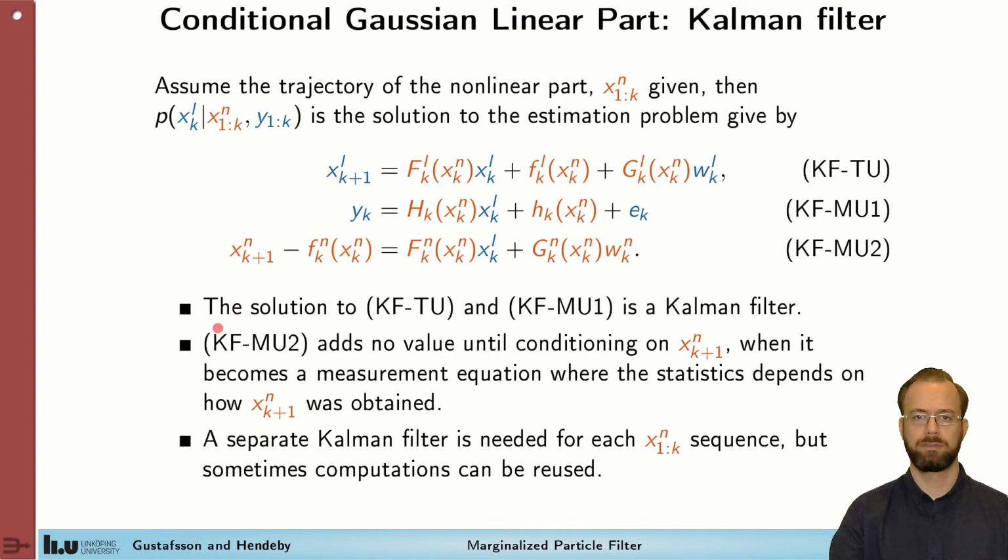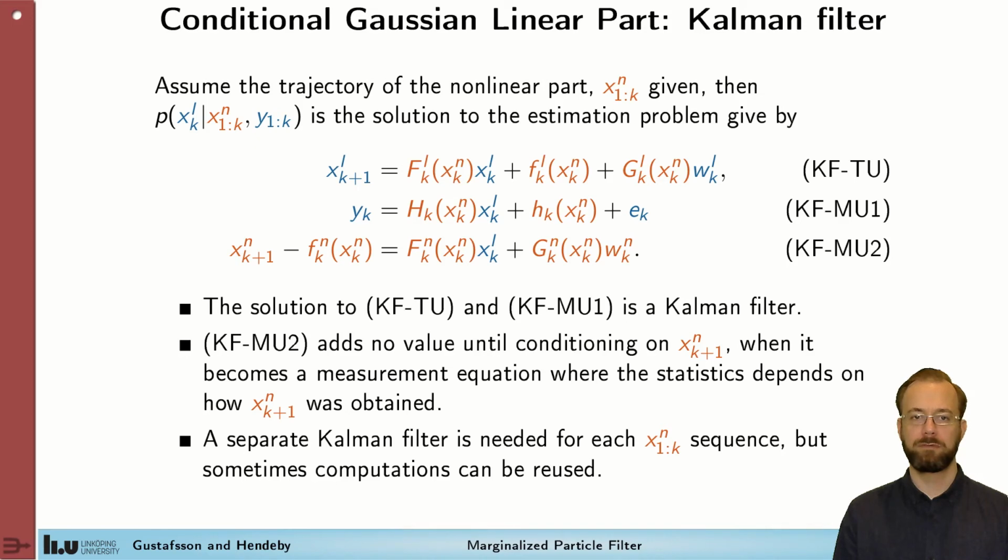So to summarize that a bit, we'll use equations KFTU and KFMU1 in a normal Kalman filter, one for each particle that we have. Once we actually obtain new particles for the next step, we will then use this last equation, KFMU2, as another measurement update in the Kalman filter to compensate for the exact choice of nonlinear state that we made in the particle filter.